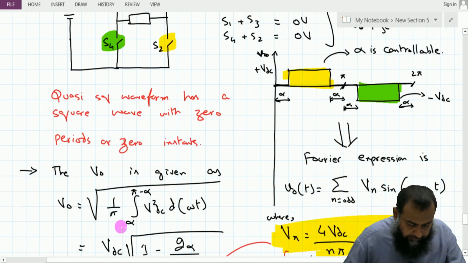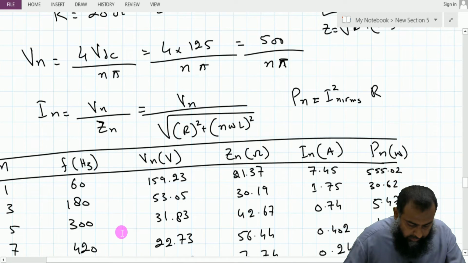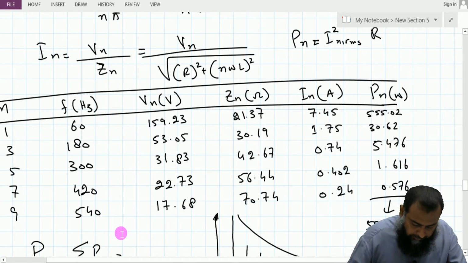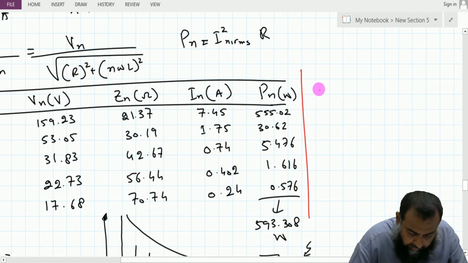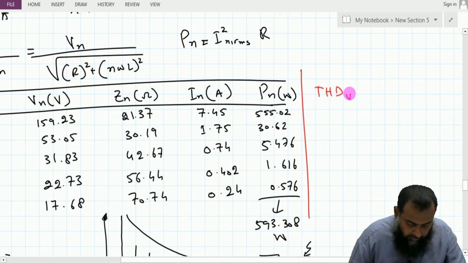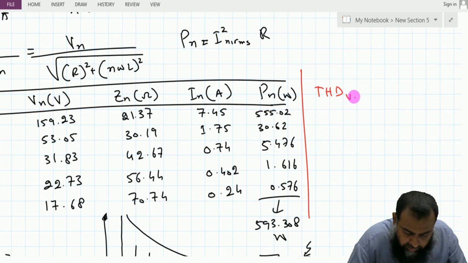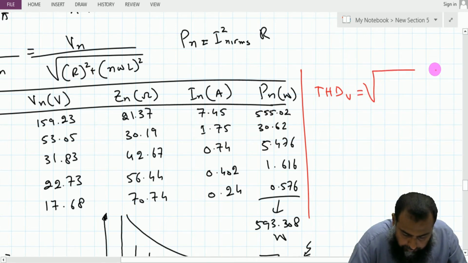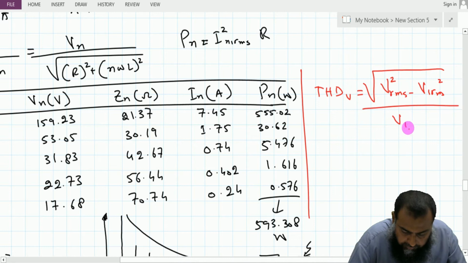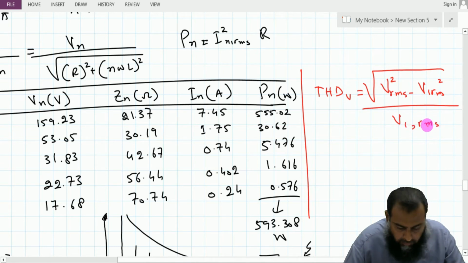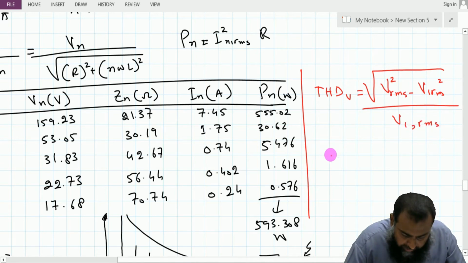So let us move back to this particular example that we studied. Let us find out the THD of the voltage spectrum for this example. THD is equal to the square root of V RMS square minus V1 RMS square, divided by V1 RMS, right? So what is V RMS here?